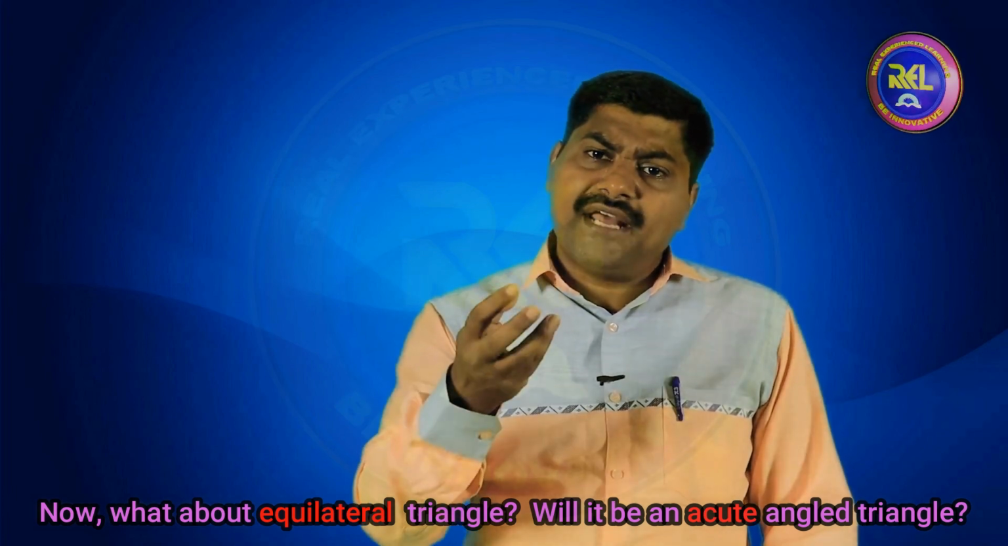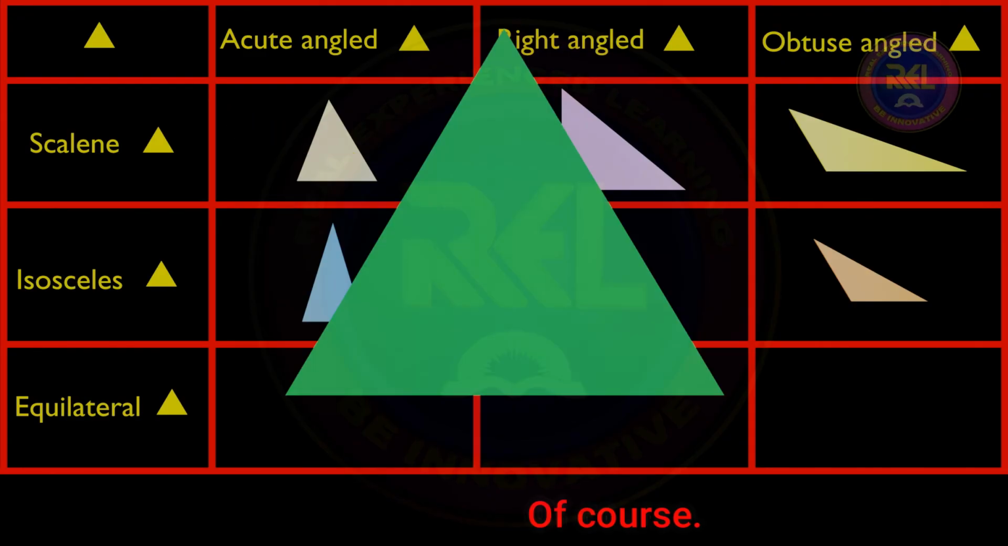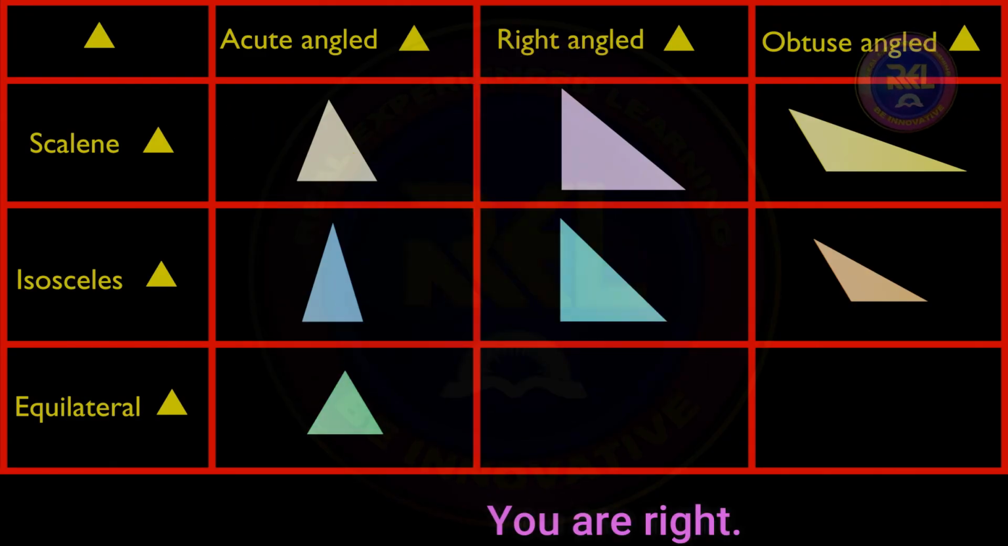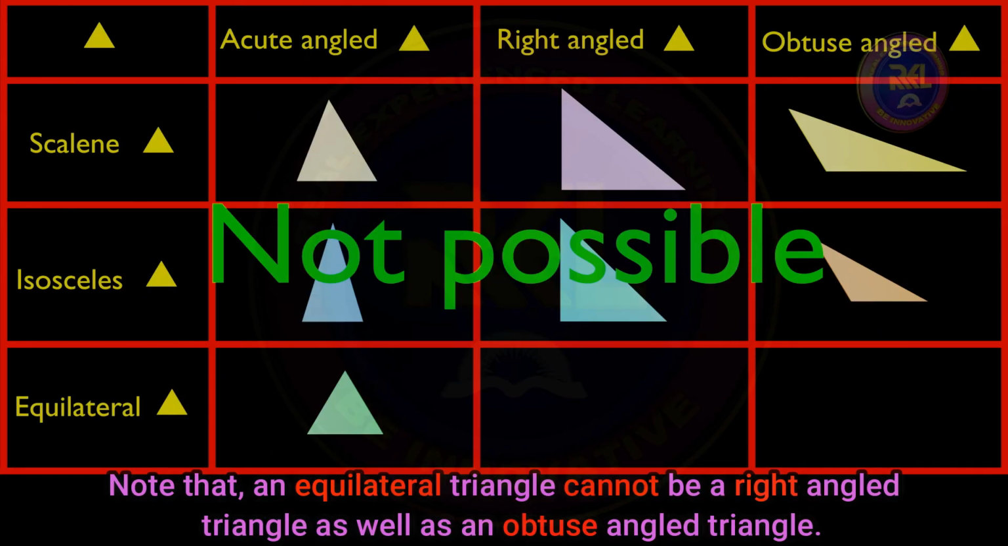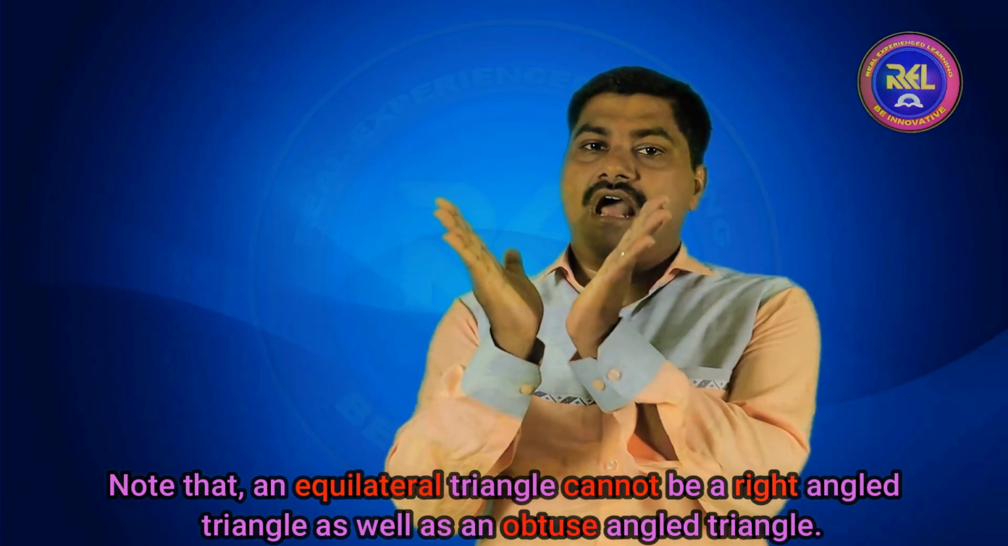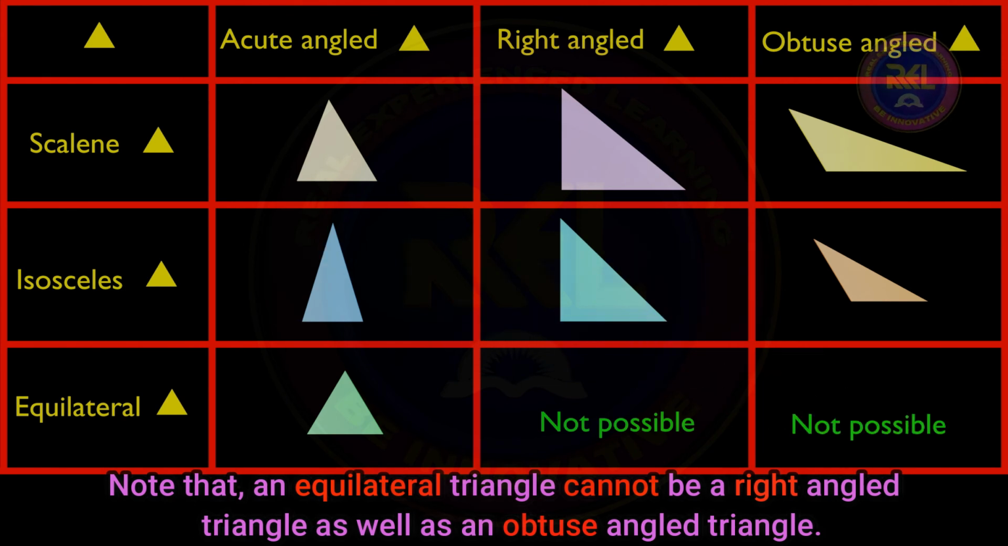Now, what about an equilateral triangle? Will it be an acute angled triangle? Of course. You are right. Note that an equilateral triangle cannot be a right angled triangle as well as an obtuse angled triangle.